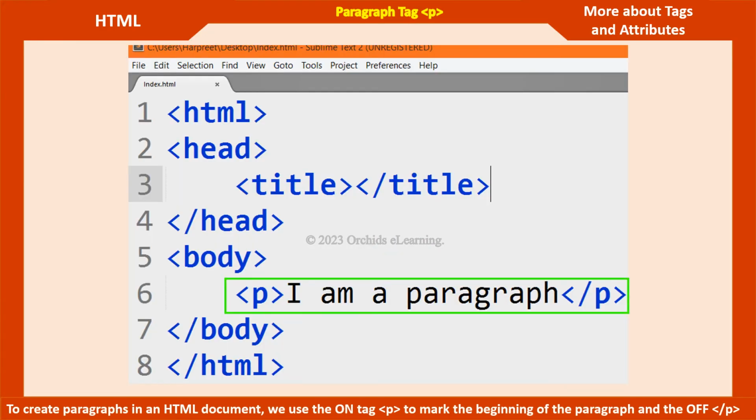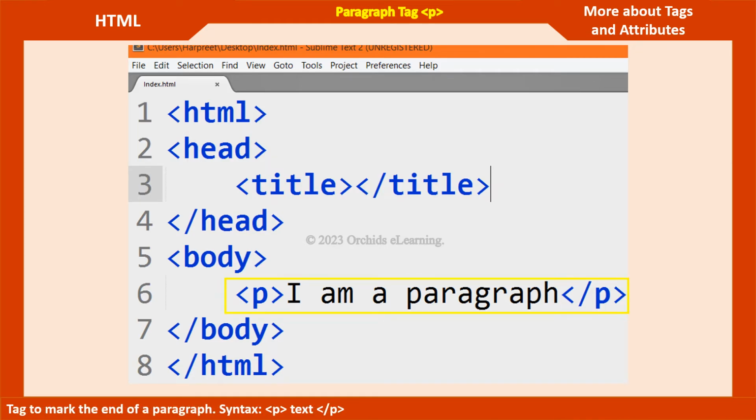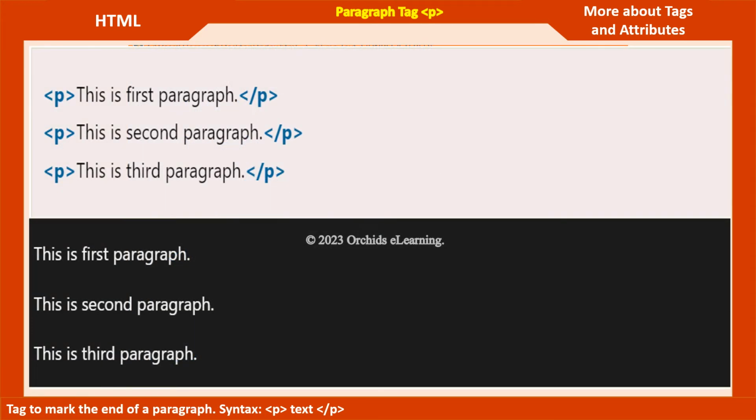To create paragraphs in an HTML document, we use the on tag, <p>, to mark the beginning of the paragraph, and the off tag, </p>, to mark the end of a paragraph. Syntax: <p>text</p>.